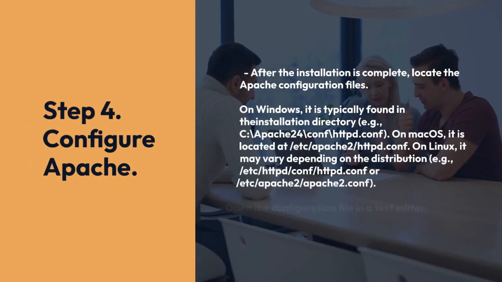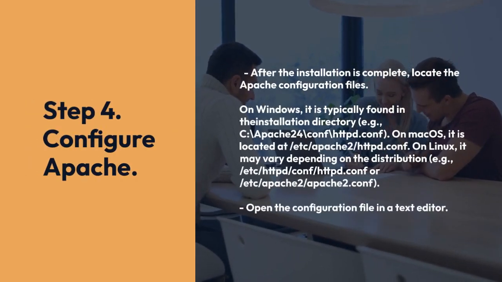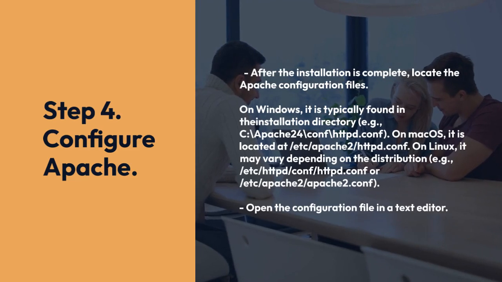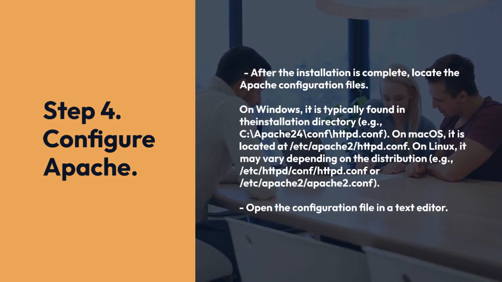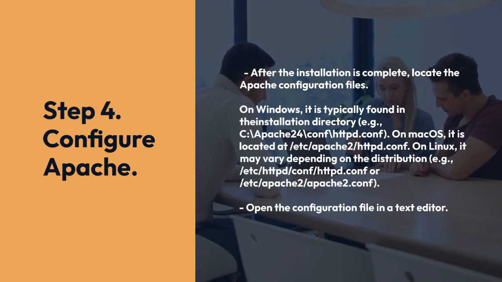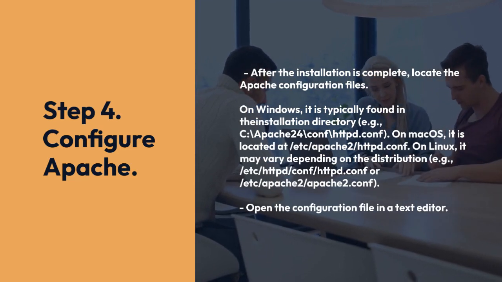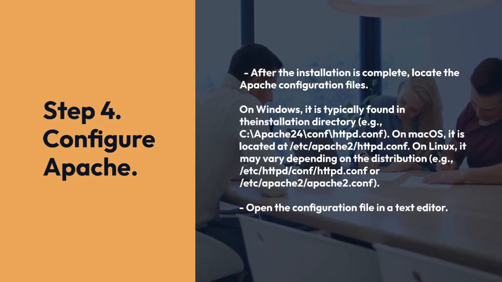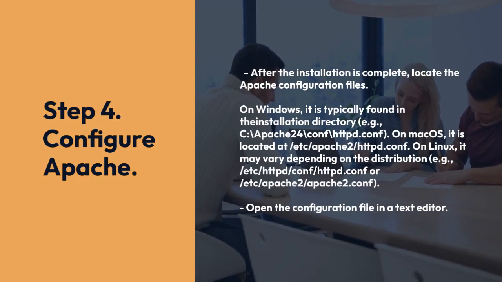Step 4. Configure Apache. After the installation is complete, locate the Apache configuration files. On Windows, it is typically found in the installation directory. It may vary depending on the distribution. Open the configuration file in a text editor.